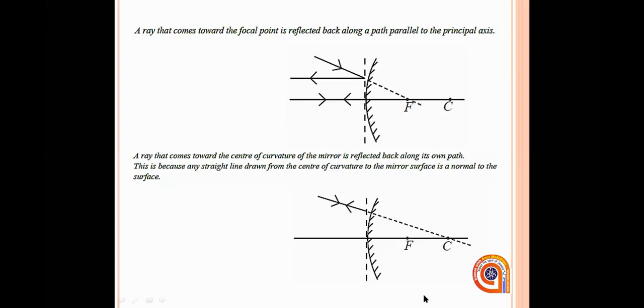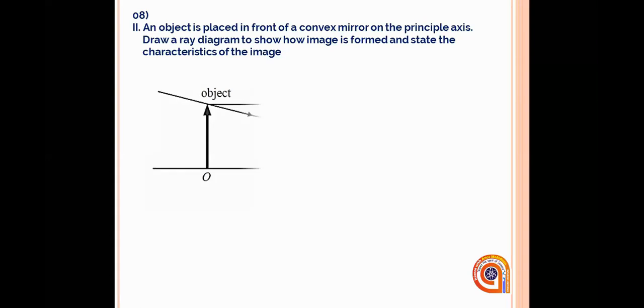For a concave mirror, the image will be different depending on the object's position. But here it is only one case. An object is placed in front of a convex mirror on the principal axis. Draw a ray diagram to show how the image is formed and state the characteristics.